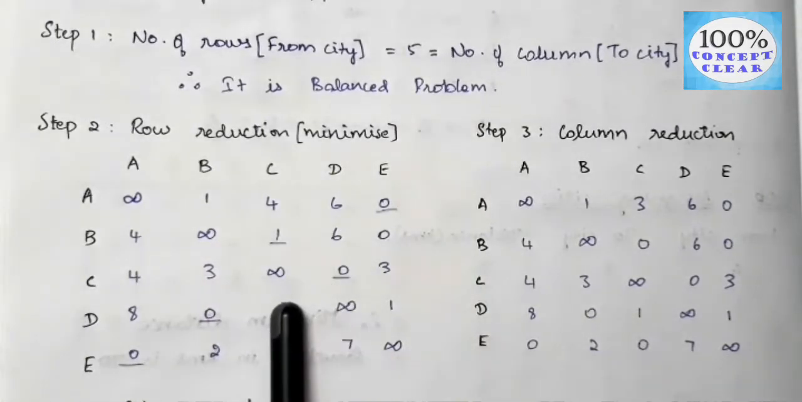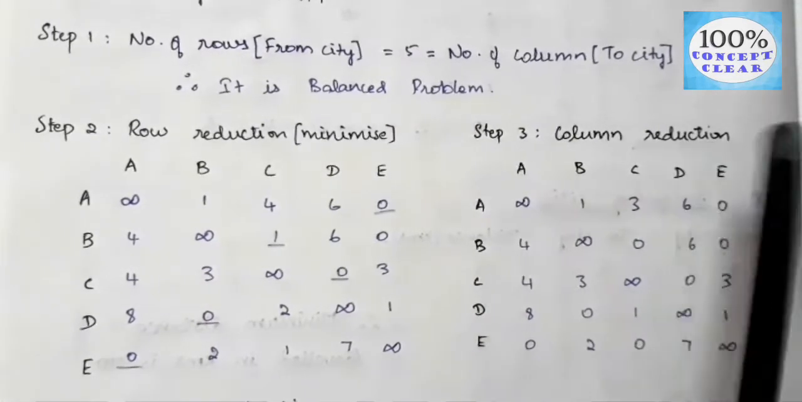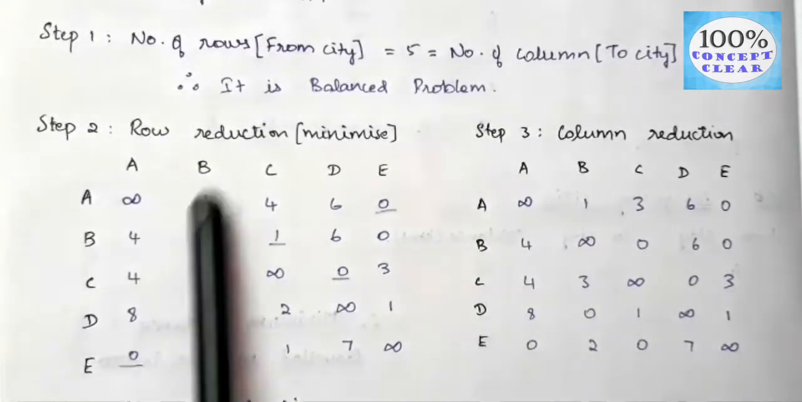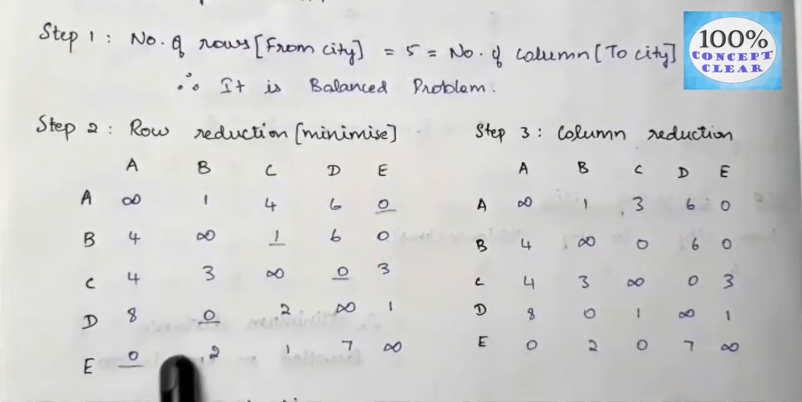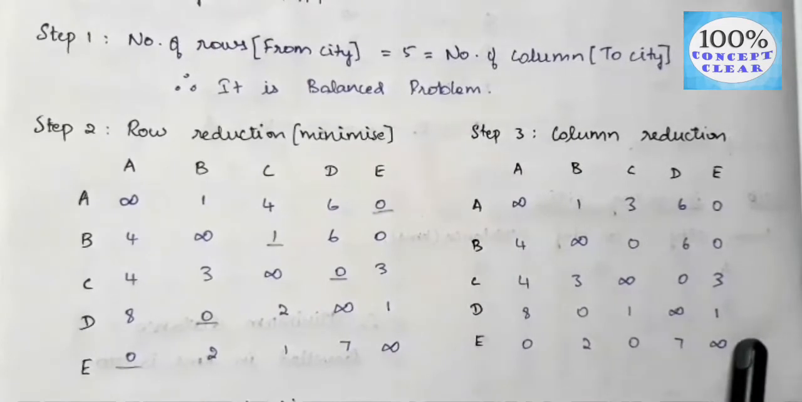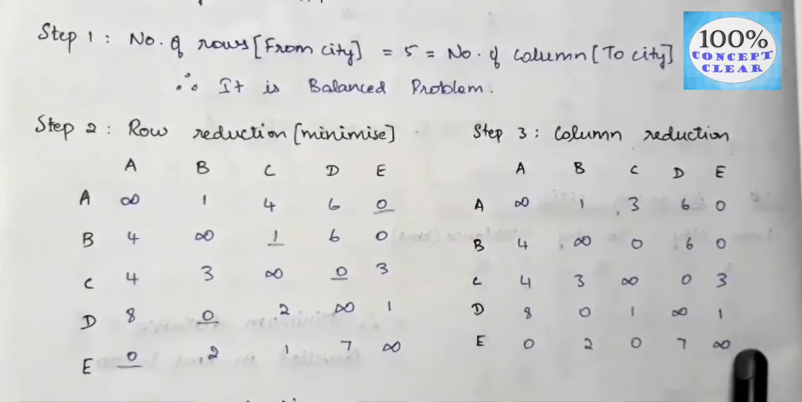And then the next step is column reduction. For column reduction, we have selected the least element column-wise and subtracted that least element from the balance elements in the same column. Thus we have found the answers for column reduction also.